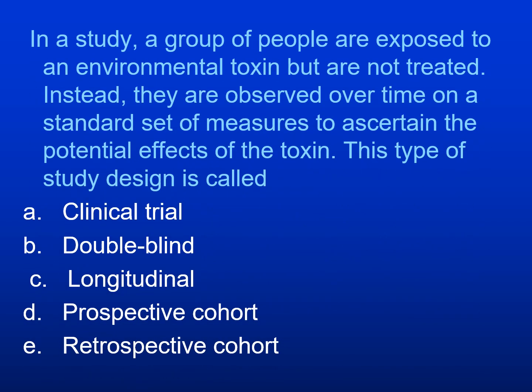In a study, a group of people are exposed to an environmental toxin but are not treated. Instead, they are observed over time on a standard set of measures to ascertain the potential effects of the toxin. This type of study design is called clinical trial, double-blind, longitudinal, prospective cohort, or retrospective cohort. This is a longitudinal study because I chose a group of people who are exposed to an environmental toxin and I didn't compare them to any comparative group, so it is only follow-up of those who are exposed over a period of time. This is called longitudinal study.